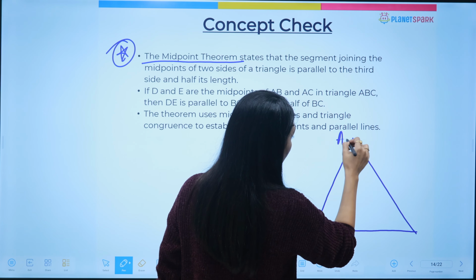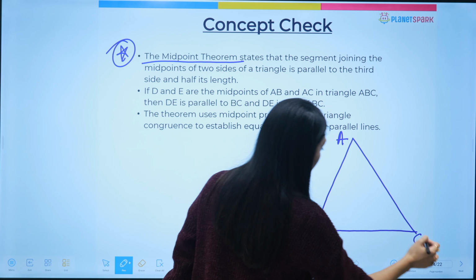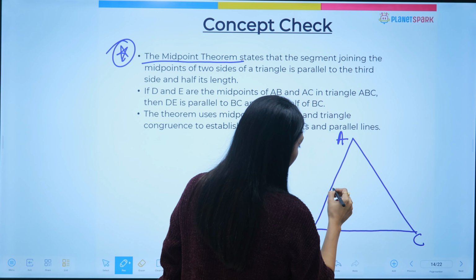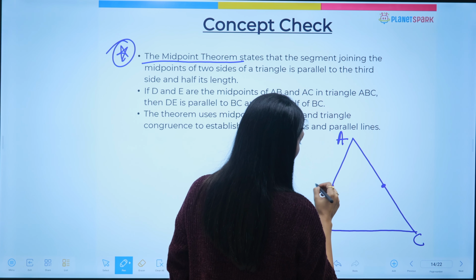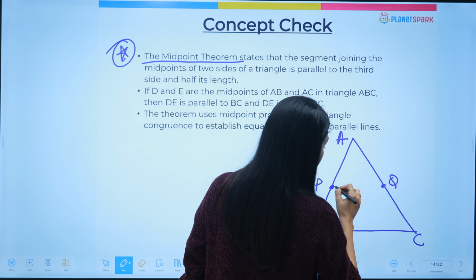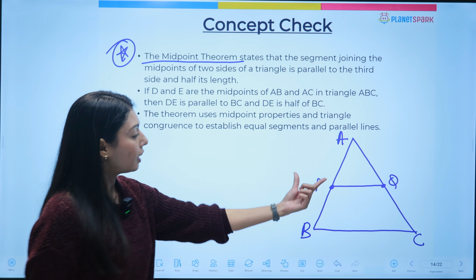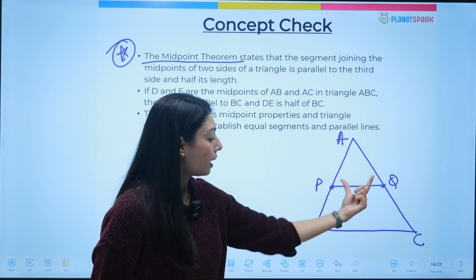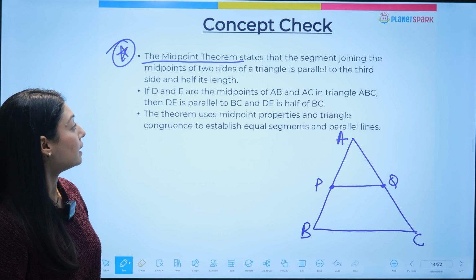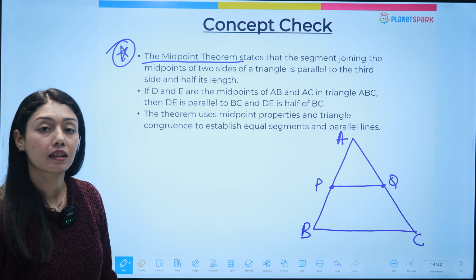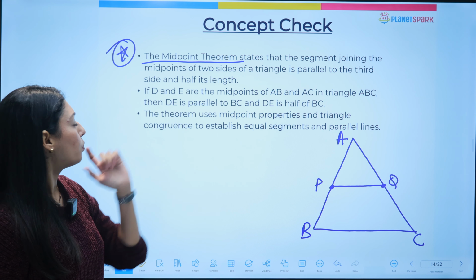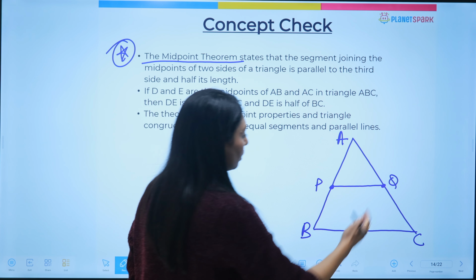So what does the theorem say? We have a triangle, let's say triangle ABC. If we join the midpoints of AB and AC, let's say P and Q, then the theorem says that PQ will be parallel to BC and PQ will be half of BC, half its length. You can take any triangle, any points. So let's try to prove it.